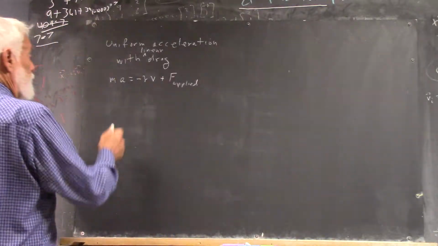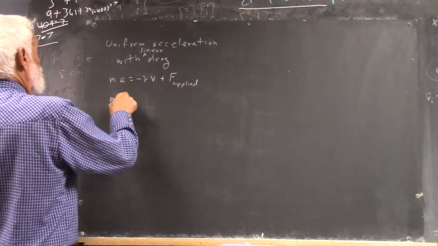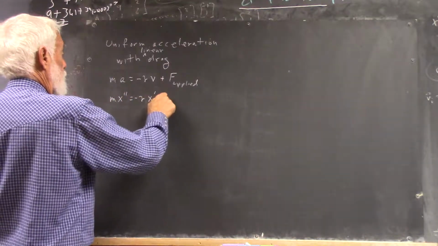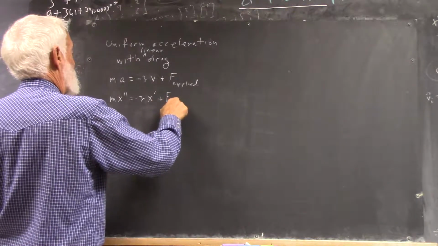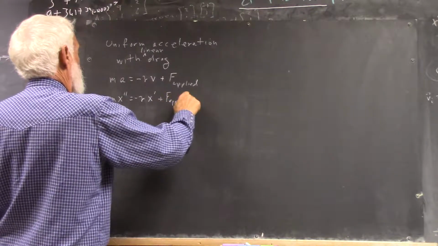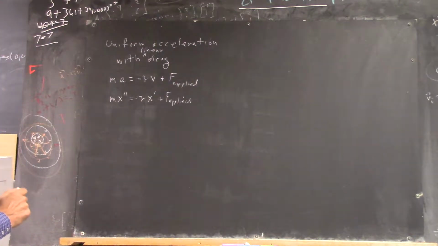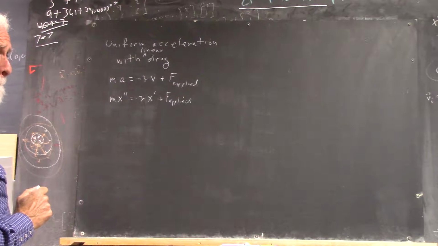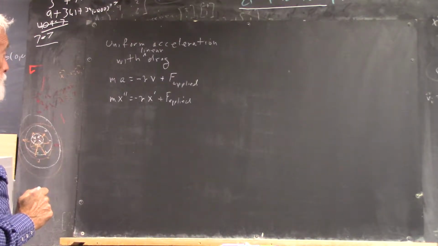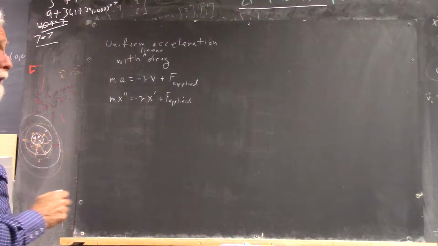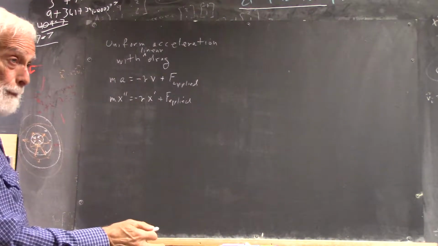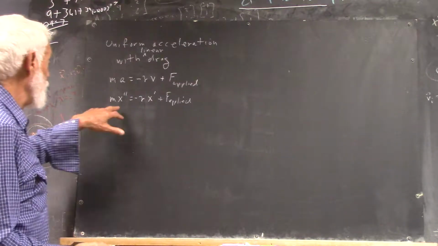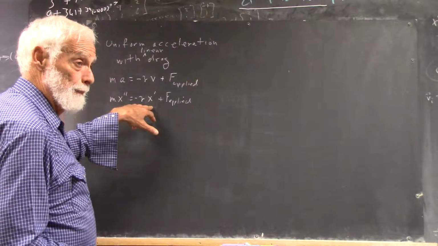Okay, well, acceleration is the second derivative of the position function. Velocity is the first derivative. Okay? Now what kind of equation is that? Second order. Well, it's second order because you got two derivatives, right? And it's linear because you have an x double prime and an x prime, right?